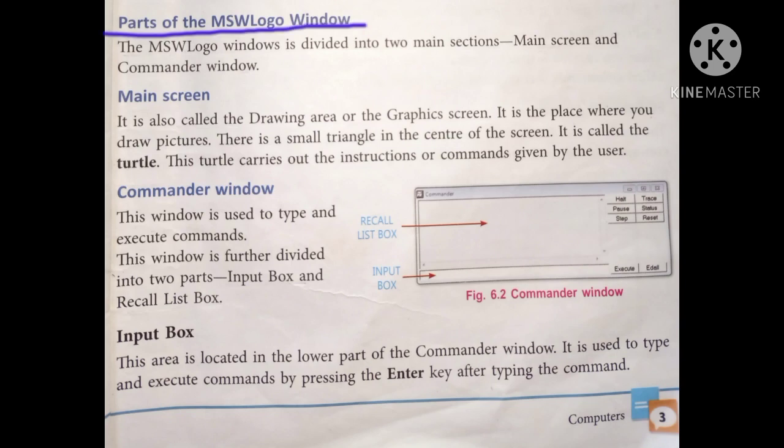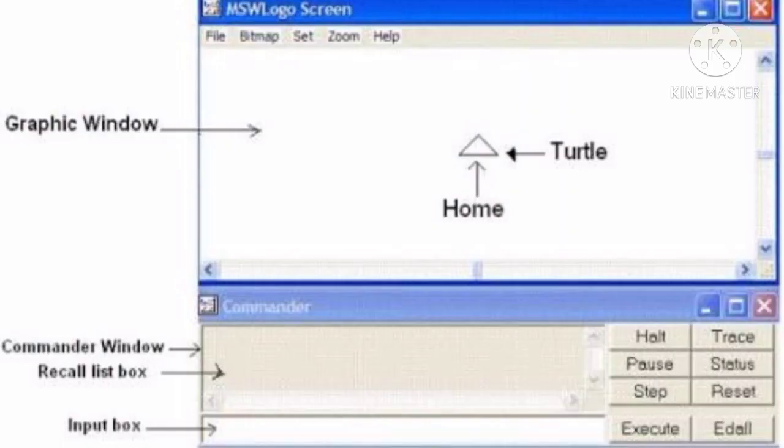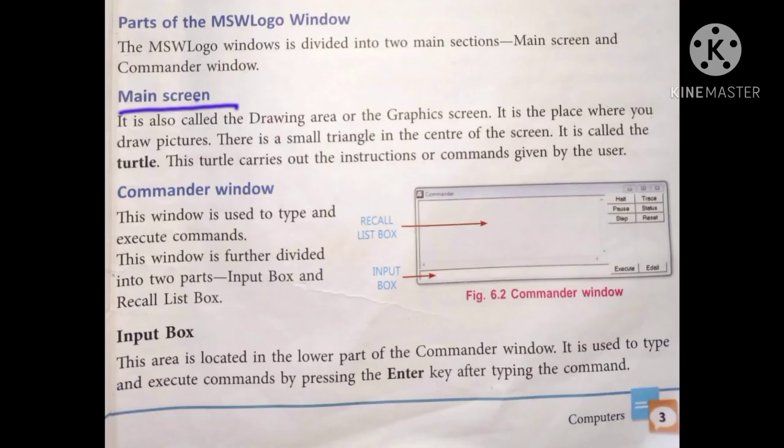Next, parts of the MSW Logo window. The MSW Logo window is divided into two main sections, main screen and commander window, like this. The first one, main screen. It is also called the drawing area or the graphics screen. It is the place where you draw pictures. There is a small triangle in the center of the screen. It is called the turtle. This turtle carries out the instructions or commands given by the user.